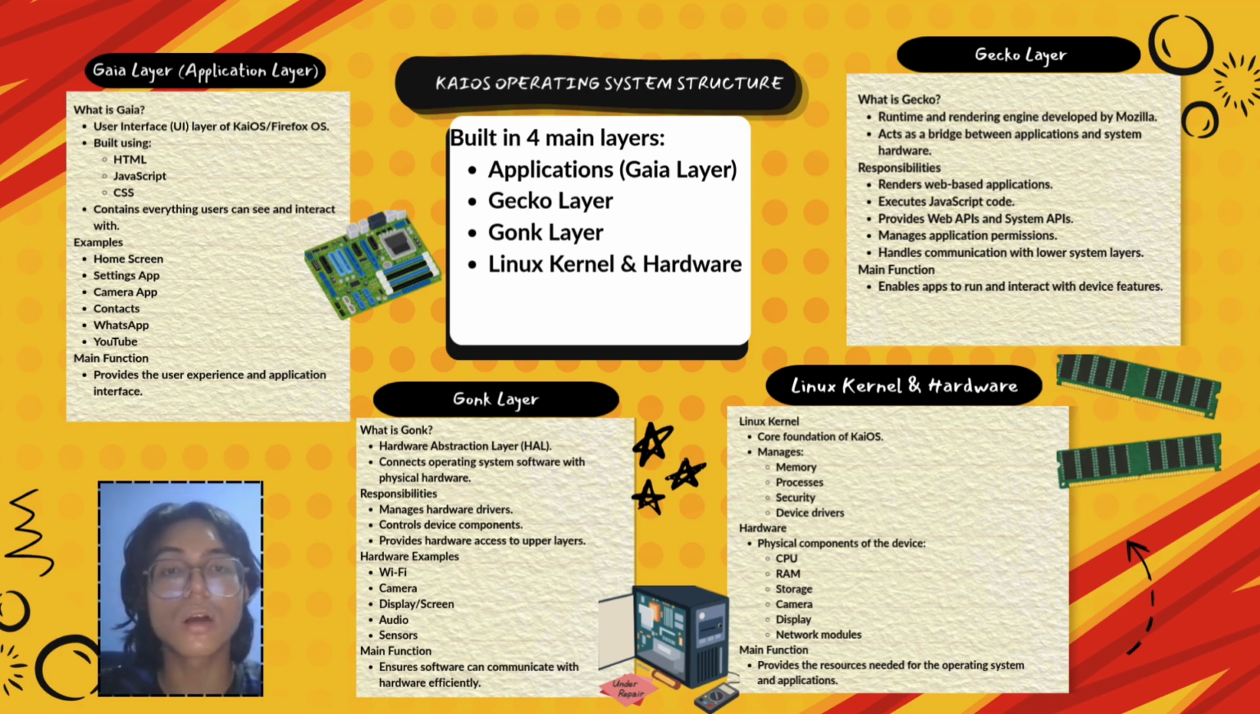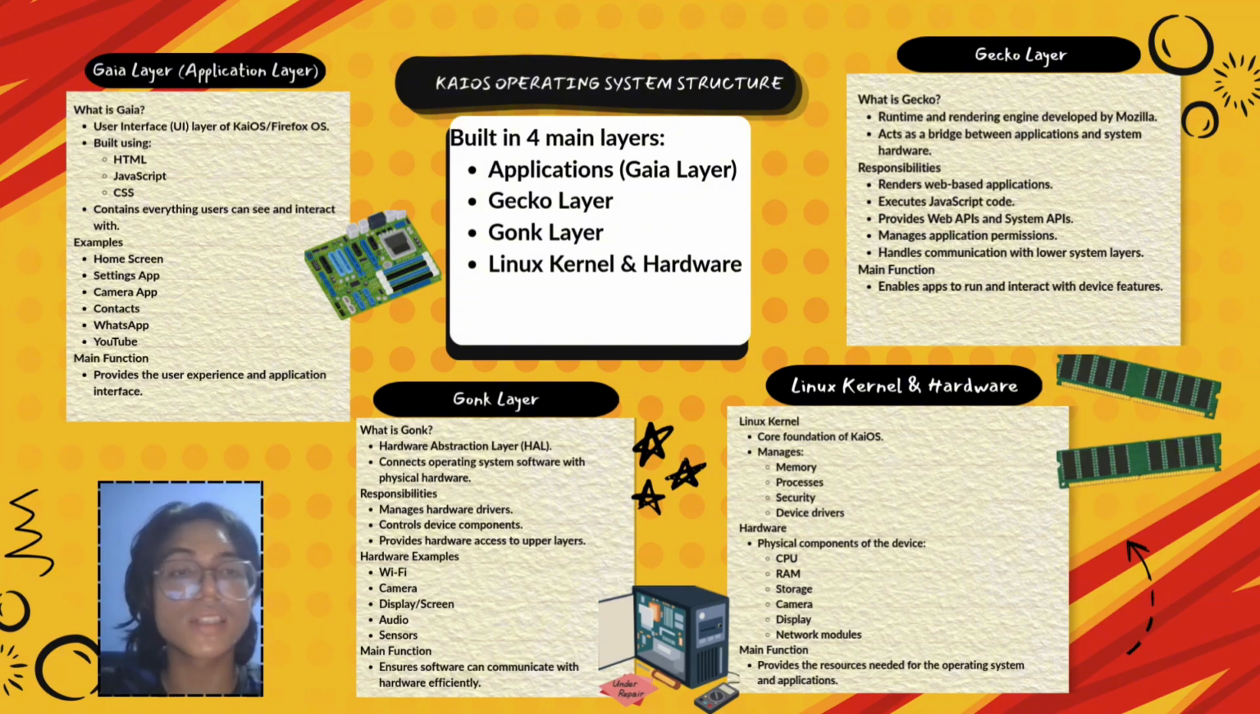After that, the Gonk layer. What is Gonk? Gonk is the hardware abstraction layer or HAL. It connects operating system software with physical hardware. Its responsibilities are to manage hardware drivers, control device components, and provide hardware access to upper layers. The hardware examples are Wi-Fi, camera, display screen, audio, and sensors. The main function is to ensure software can communicate with hardware efficiently.